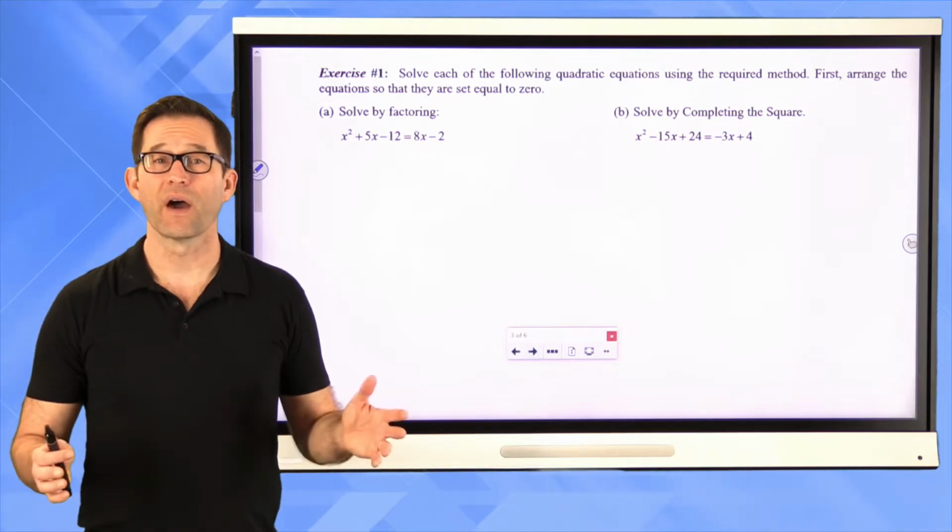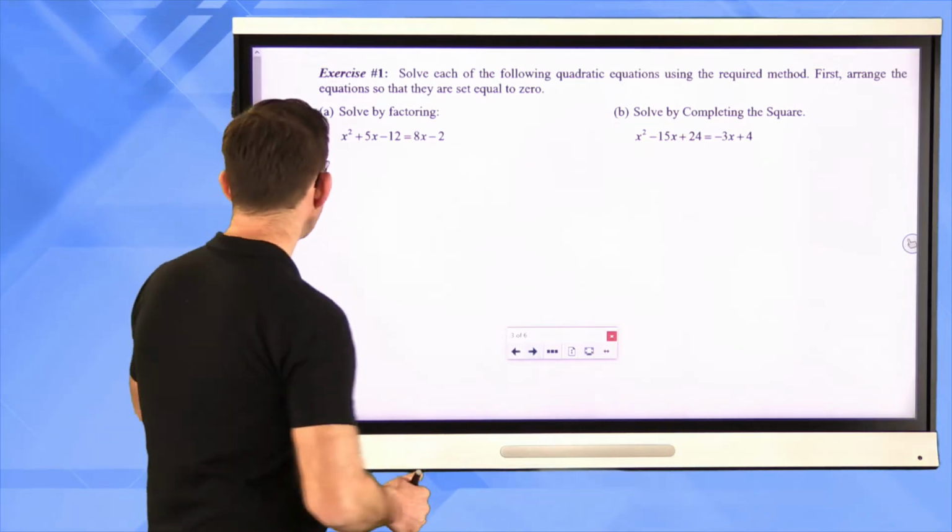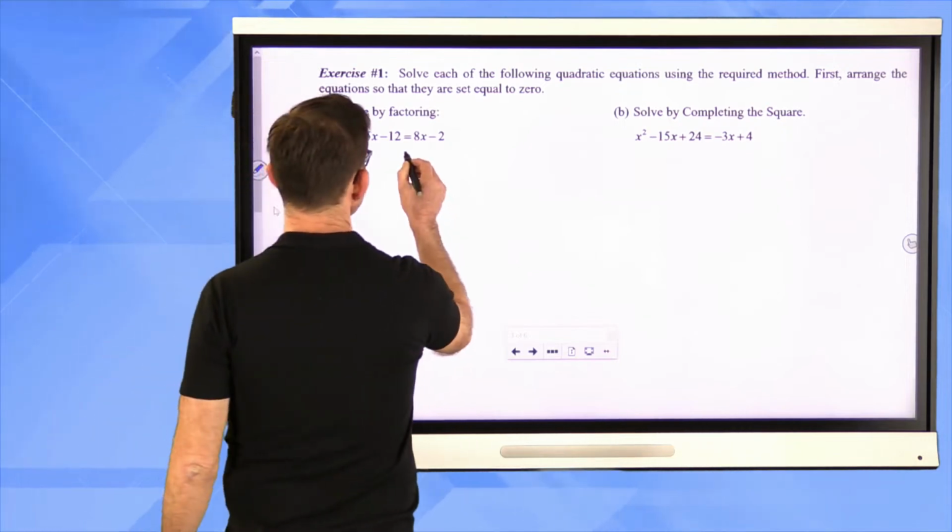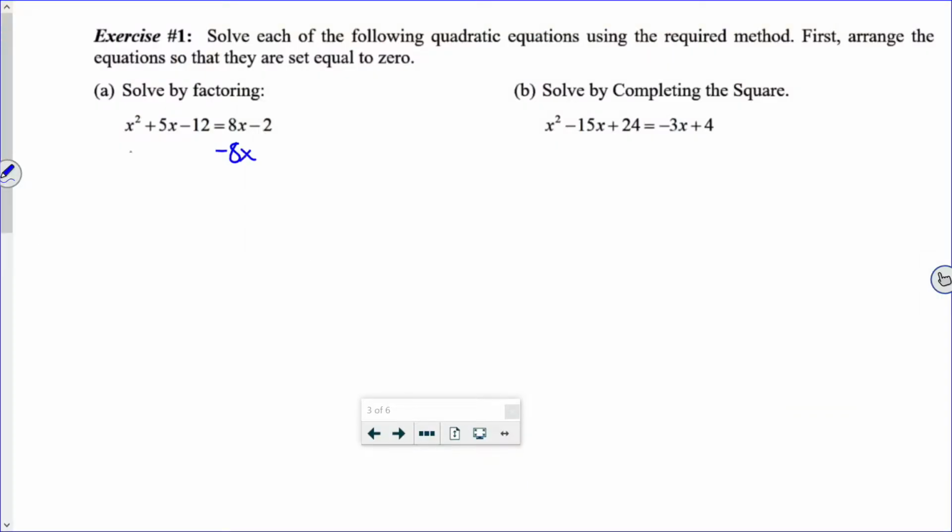All right, I've got to get the equation equal to 0 first. So I'm going to subtract an 8x from both sides, and I'm going to add a 2 to both sides. Nothing combines with the x squared. 5x minus 8x is a negative 3x, and negative 12 plus 2 is a negative 10.